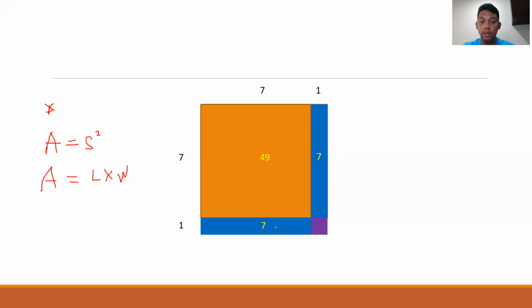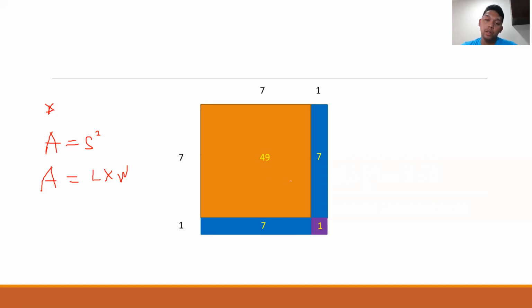And then what about the smaller square? How do you get the area of that? First, you need to find the measurement of the side of the square. Basically, it's just 1. Take note of this and that. It's just 1, meaning the area, using S square, will be 1 square unit, or square centimeter. All right.